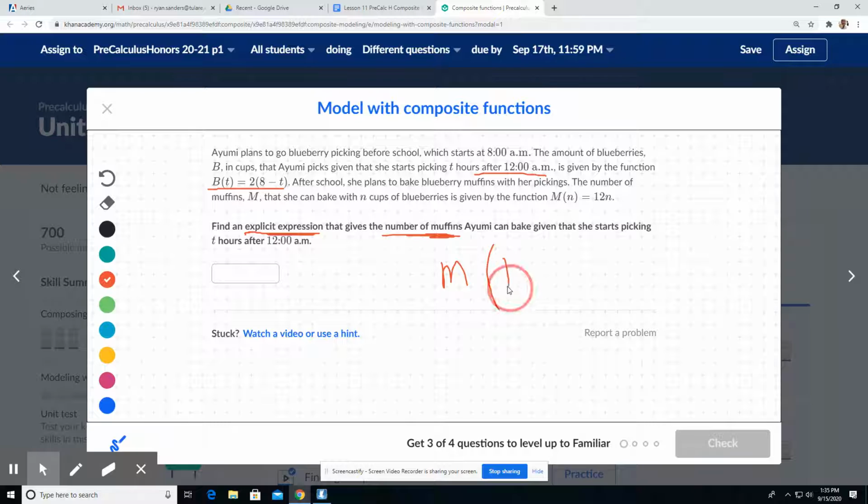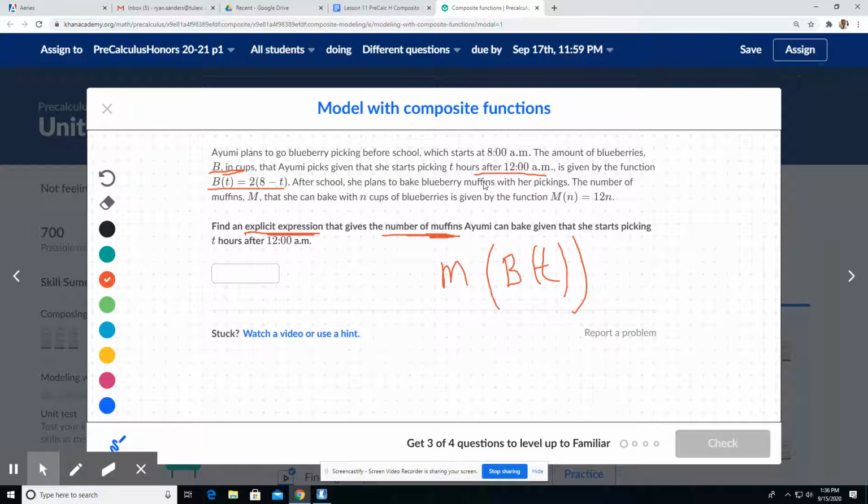So it looks like we start out, and then it's just nice to go through what each of these are and see how they relate. So what does T represent? Given that she starts picking T hours after 12, however many hours after 12, that would go in here. That's your input for the original function. And then this tells you the amount of blueberries in cups. So we're going to get those blueberries in cups as an output here.